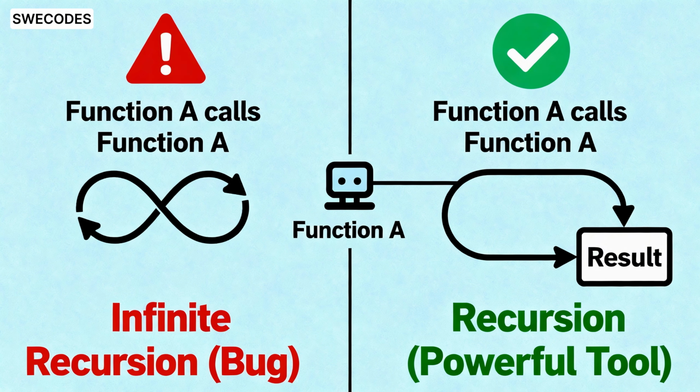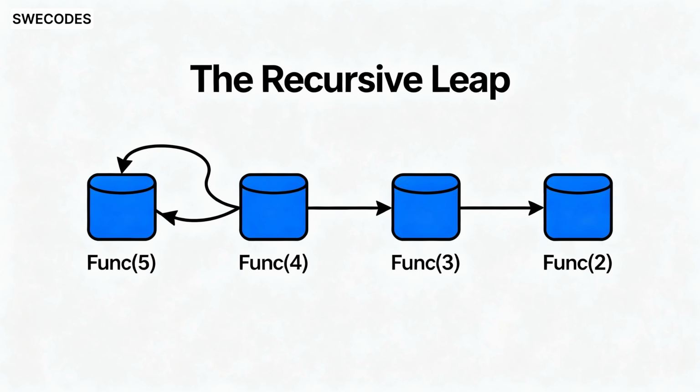It's called infinite recursion, and it happens when a function calls itself forever. But what if I told you this exact technique, a function calling itself, is also one of the most powerful and elegant tools in all of programming? You just have to learn the one single rule that separates a crash from a clean solution. Let's master it. The recursive leap.